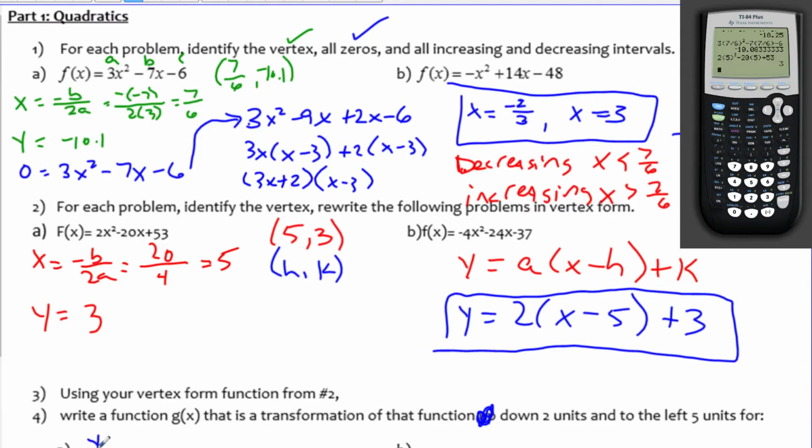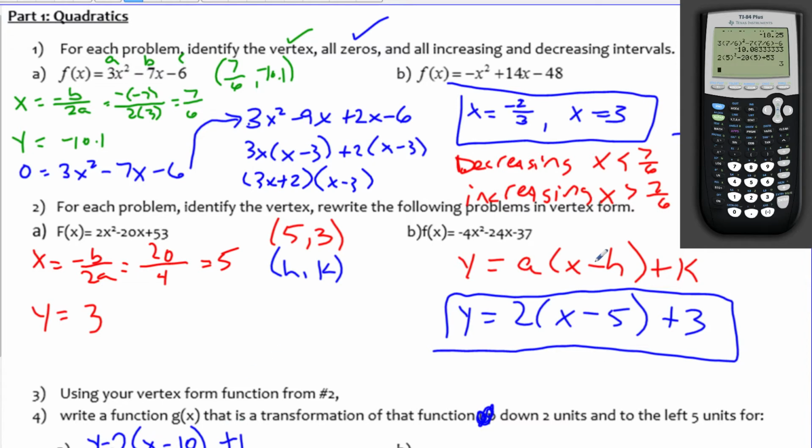So we're going to say y equals 2 times, and we're going to leave this blank because we don't know what that is yet. But down 2 units means that we decrease this by 2, so it's going to become plus 1. And to the left by 5 units means that if this is -5, I'm going to go more negative 5 units, right? So instead of this being 5, I'm going to subtract 5, and it's going to become 10. So I'm going to say x minus 10. Okay, so I decreased this 5 more, and it became x minus 10.